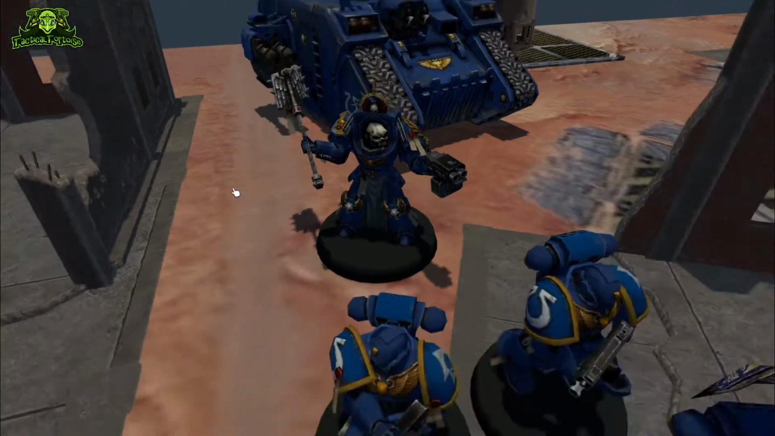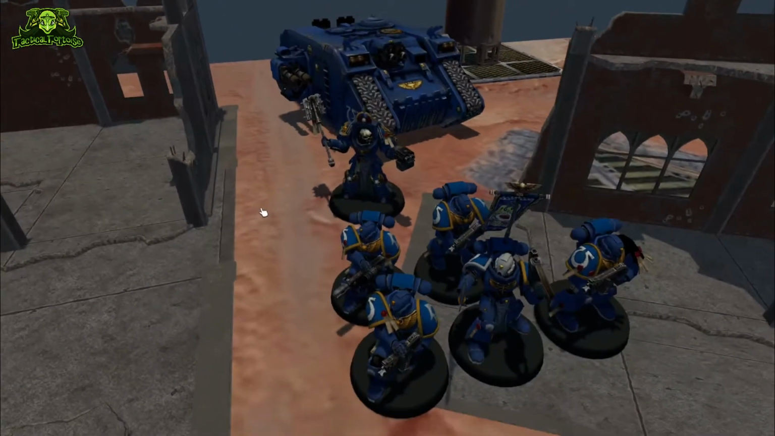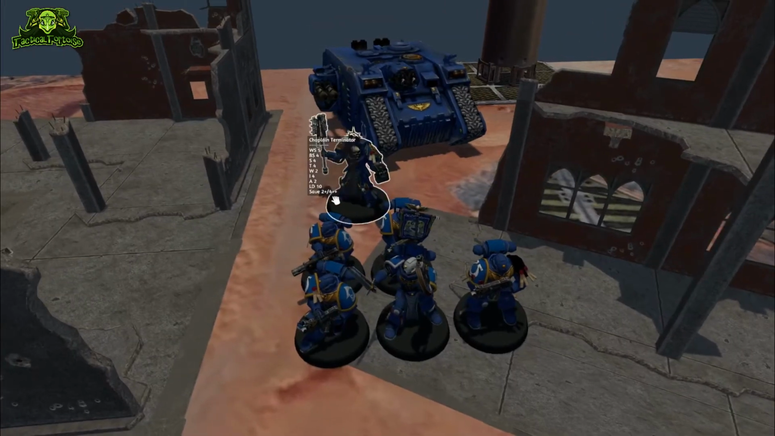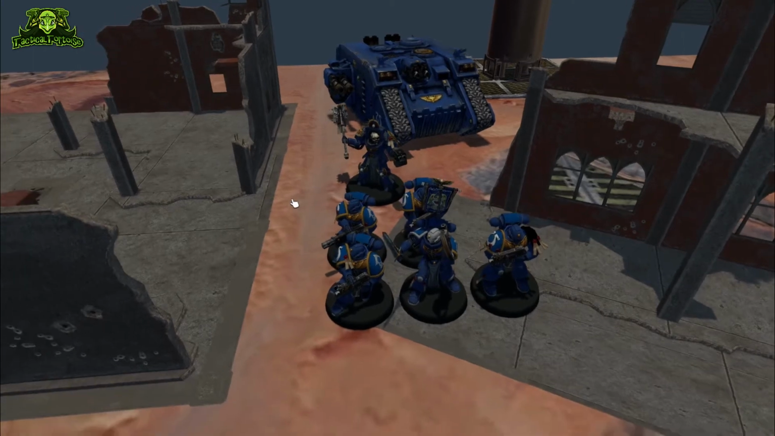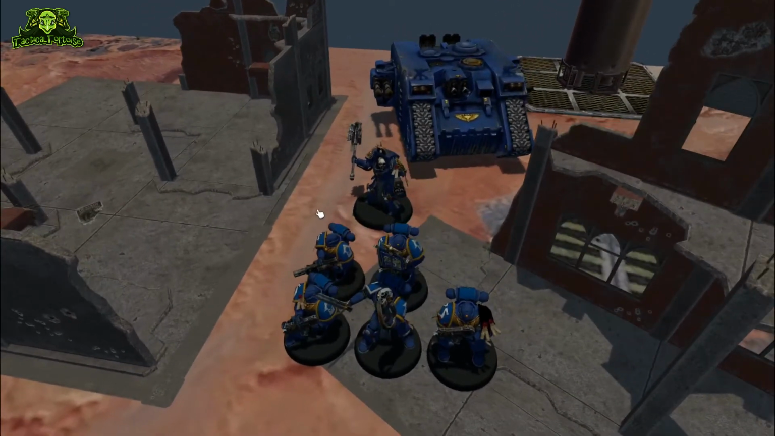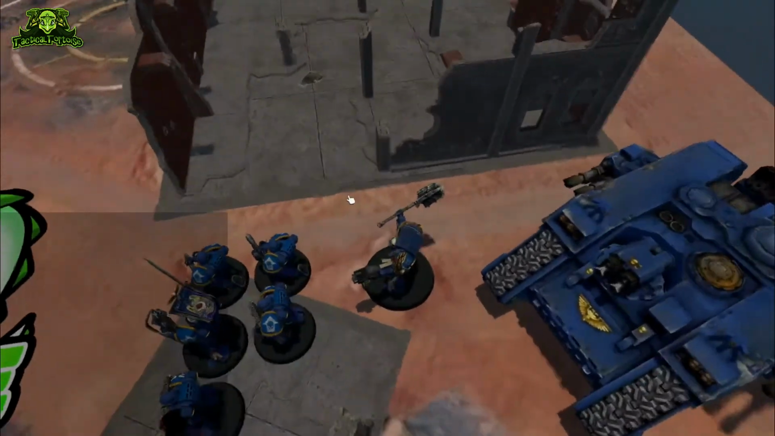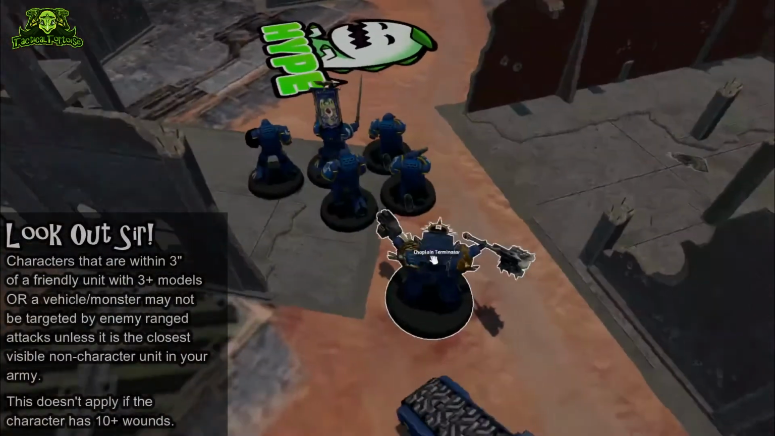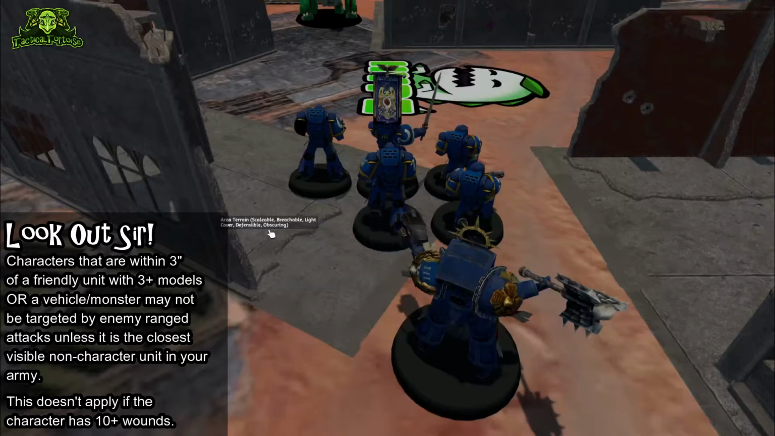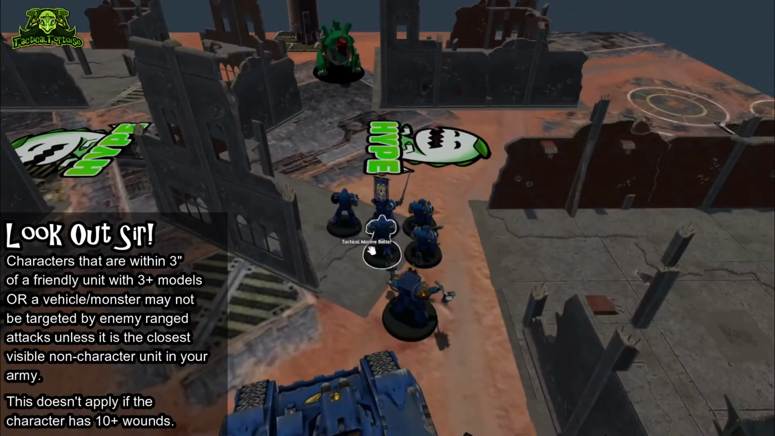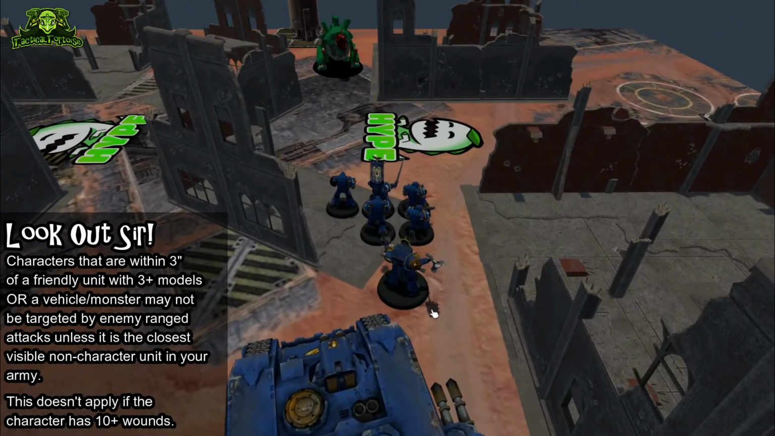But they also have access to 2 abilities known as Lookout Sir and Heroic Intervention. Firstly, characters usually are individual models. There are very few multi-model character units, and as such, they need to be protected a little bit by the remainder of their army, which they are by the Lookout Sir ability. This ability makes a character untargetable by enemy attacks unless it is the closest model, visible to the enemy model attacking them, and not within 3 inches of any other friendly models.